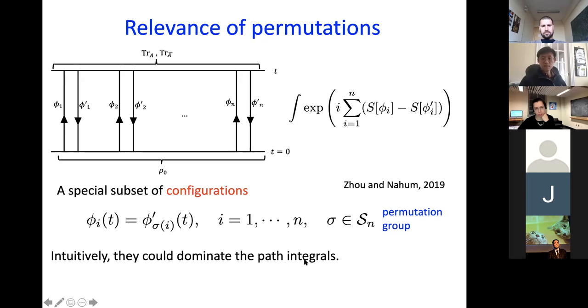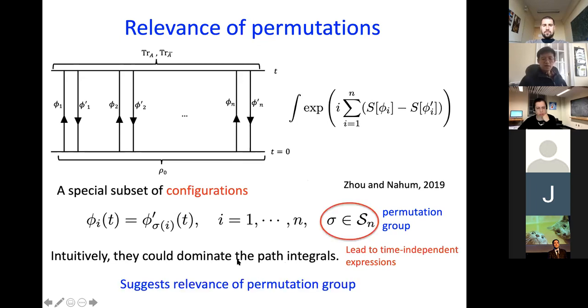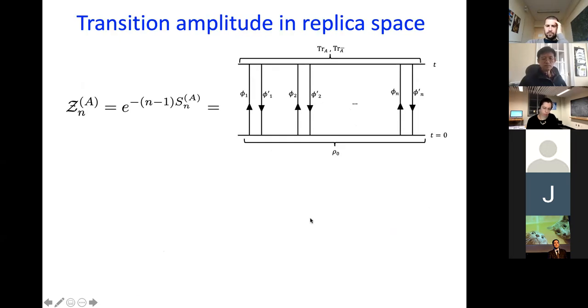In particular, when such configurations dominate, the result is actually time independent because the integrand just becomes identically 1, and so there's no time dependence. This suggests the relevance of the permutation group. This is a heuristic way to suggest the relevance of the permutation group. Now I will be more precise to describe how we do the approximation.